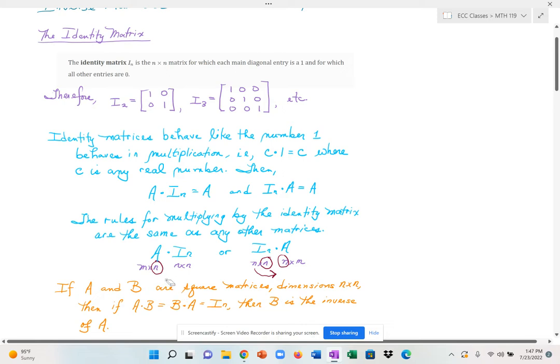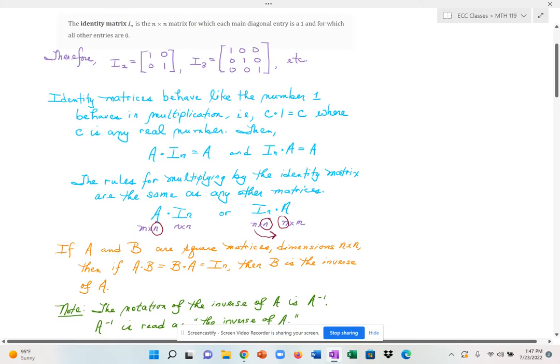Okay, so this next statement says that if A and B are two square matrices with dimensions n by n, then if you multiply A and B or B and A, and your result is the identity matrix, then B and A must be inverse matrices of each other. So when that relationship exists, where their product becomes just the identity matrix, then A and B are considered to be inverse matrices of each other.